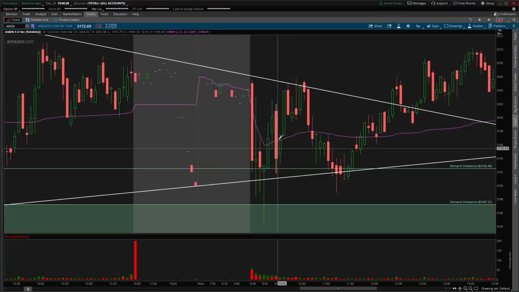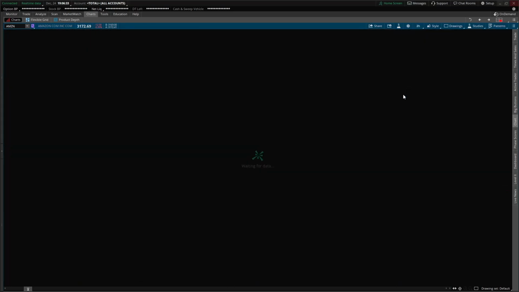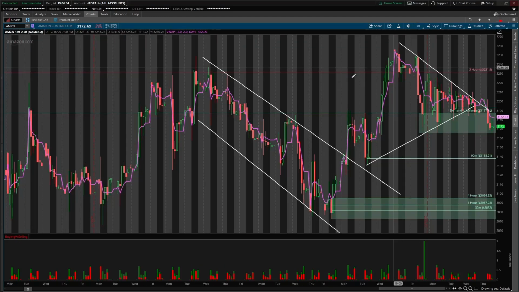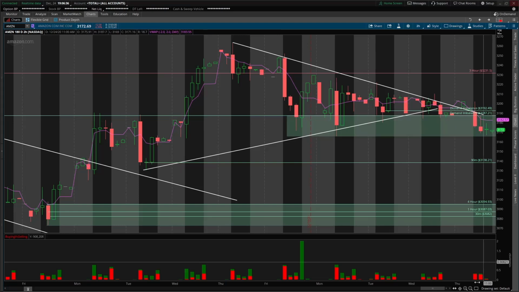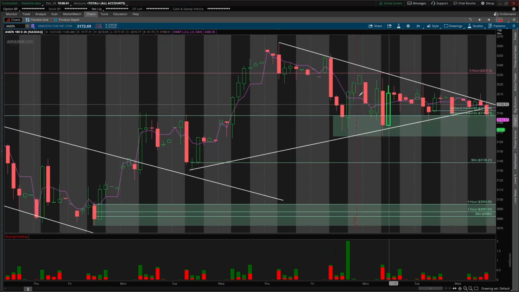Amazon. Now, this is a very good lesson. So we've been forming a very decent looking wedge the past couple of days. And obviously, today we broke out of it. But yesterday, it was getting tighter and tighter. We were making lower highs, higher lows. So getting super, super tight.